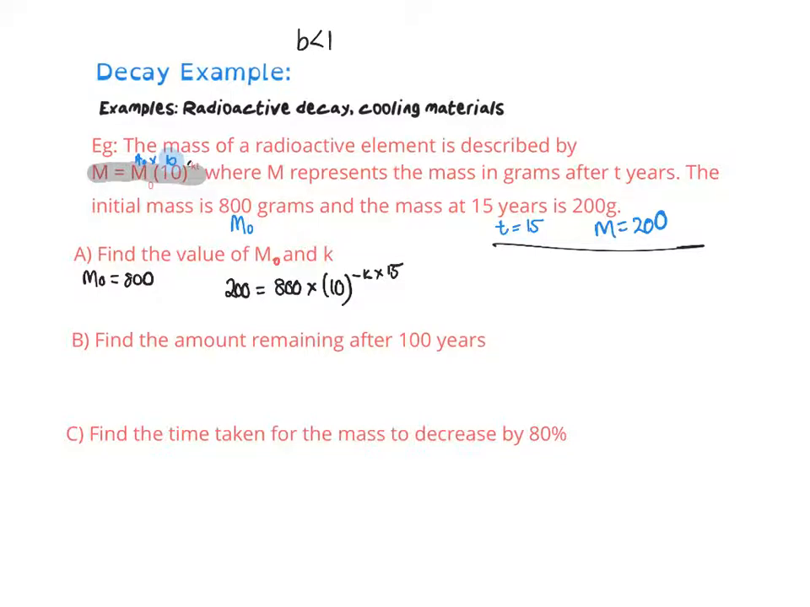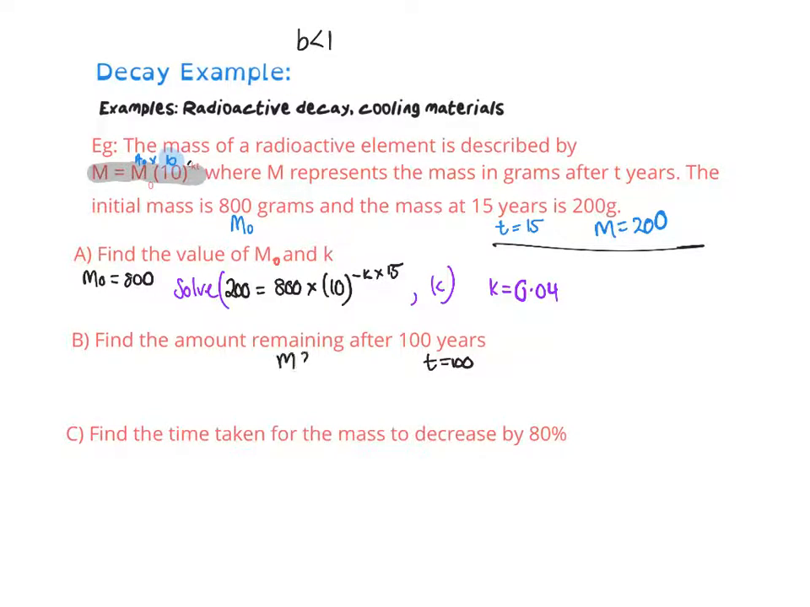Okay, so if I've got everything there and just one thing I don't know, I can use my calculator. We don't expect you to work that out manually. You just get your calculator out. So k equals, if you do that, 0.04. Okay, find the remaining amount after 100 years. So T equals 100.